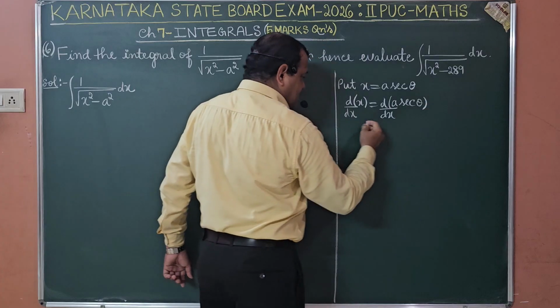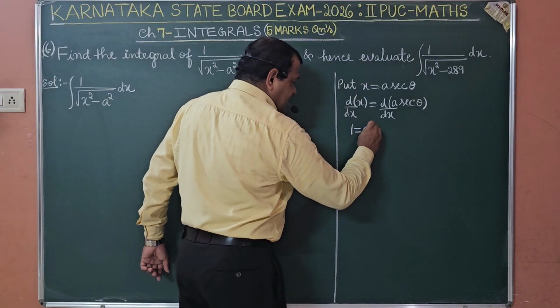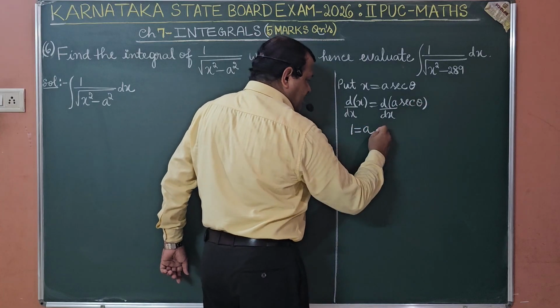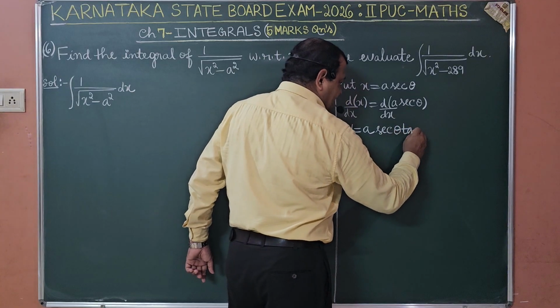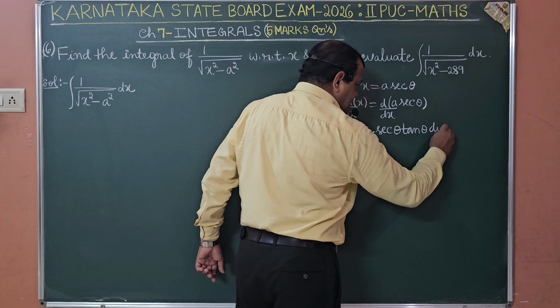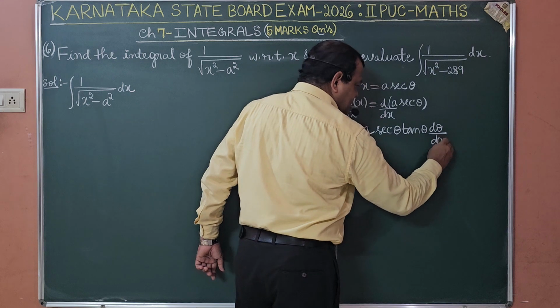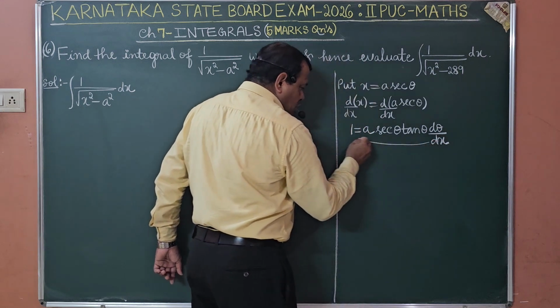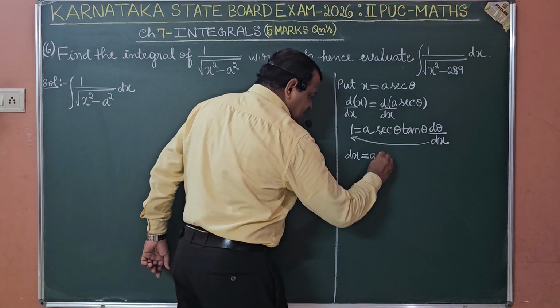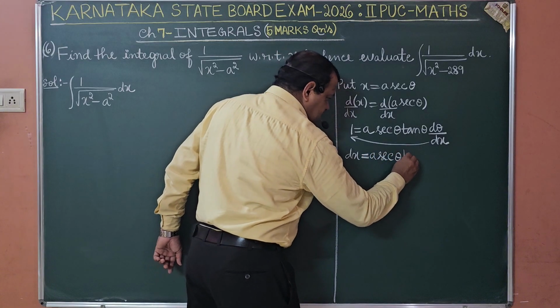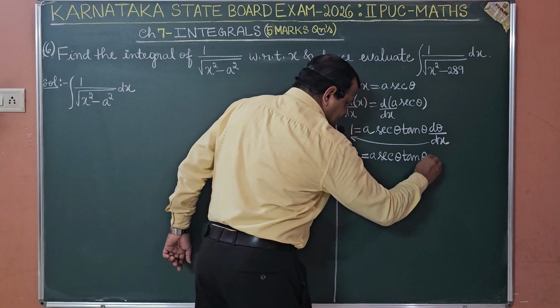Therefore, d by dx of x1, this is a into d by dx of secant theta, which is secant theta into tan theta into d theta by dx. Therefore, cross multiplying this dx, we get dx is a secant theta into tan theta d theta.